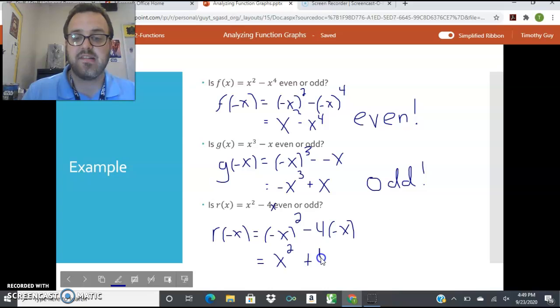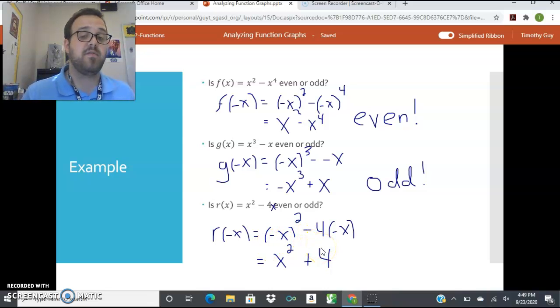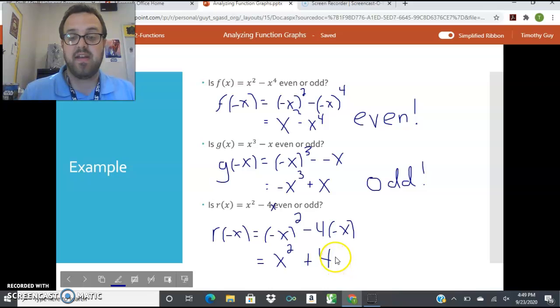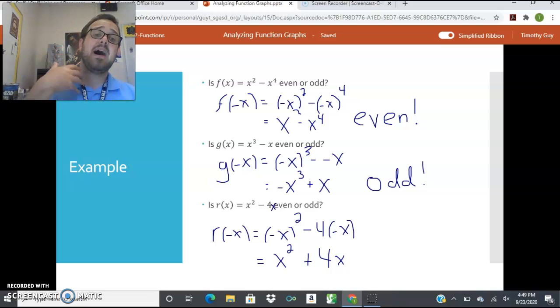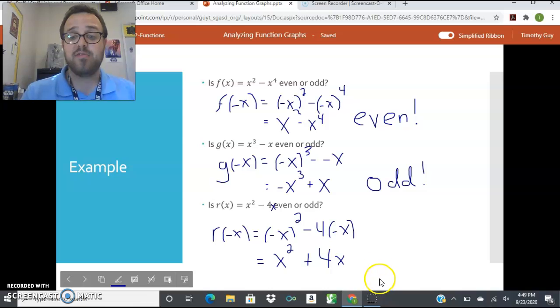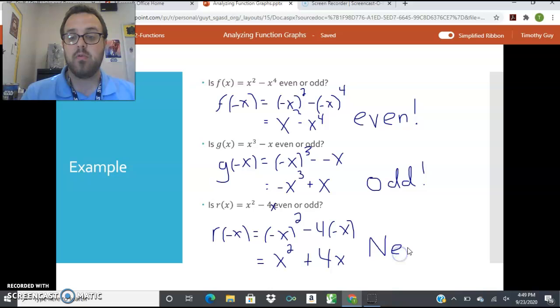And this is where we're going to see a little bit of a dilemma. Yes, the x squared stayed the same as this one. However, our 4 changed signs. It became a positive 4x instead of a negative 4x. So we do not have the exact same function we started with, but we also don't have the exact opposite of the function that we started with. This would be an example of one that is neither. It is neither even nor odd. It will not have the symmetry that we're going to see in a moment that each of these would have.